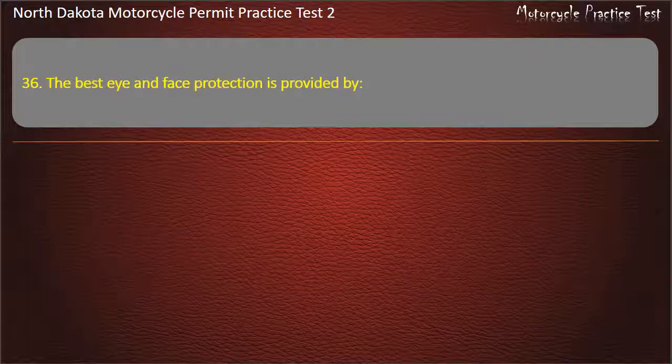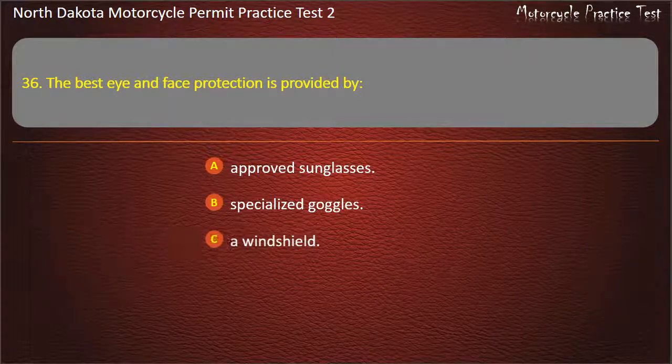Question 36. The best eye and face protection is provided by approved sunglasses, specialized goggles, a windshield, a face shield. Answer: a face shield.